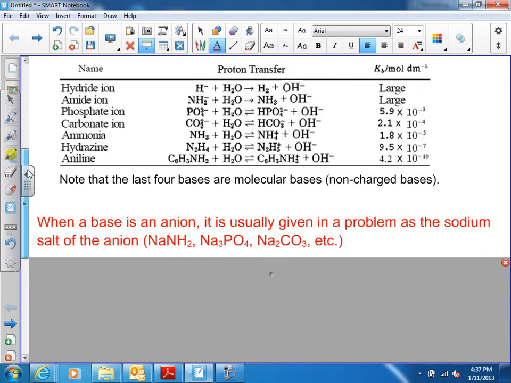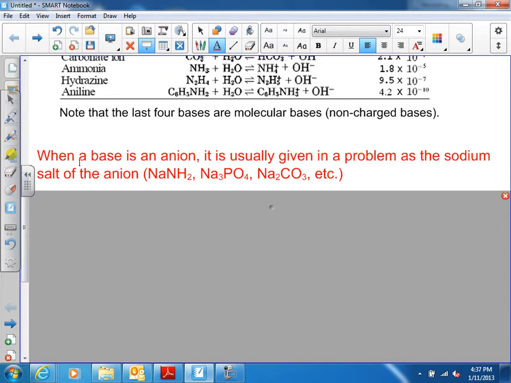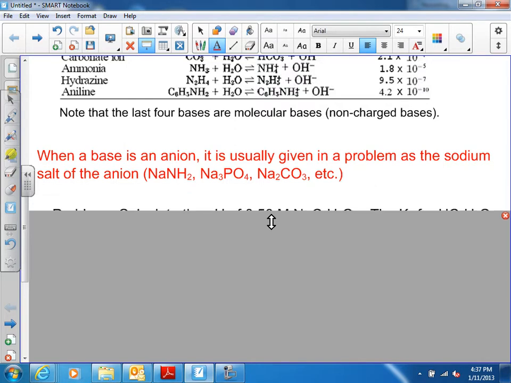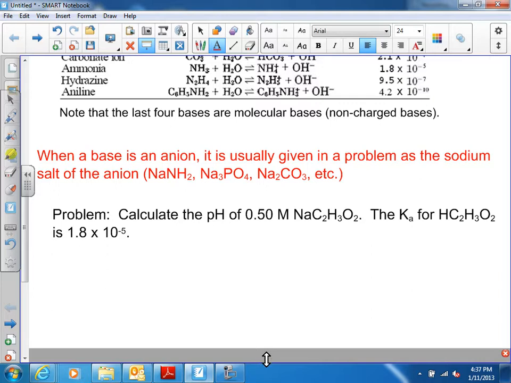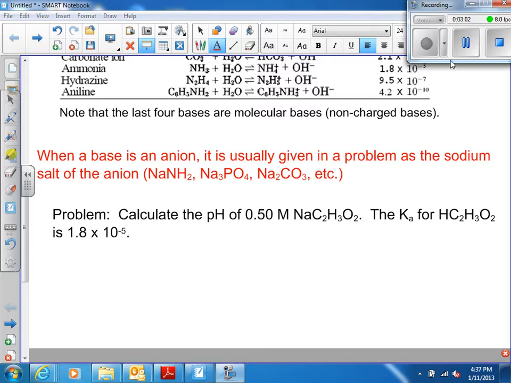And this little line in note in red, this is very important. When a base is an anion, it's usually given in a problem as the sodium salt of the anion. We had that in the problems that we did in class the other day. Okay, so here's a problem that we are going to work on right now.